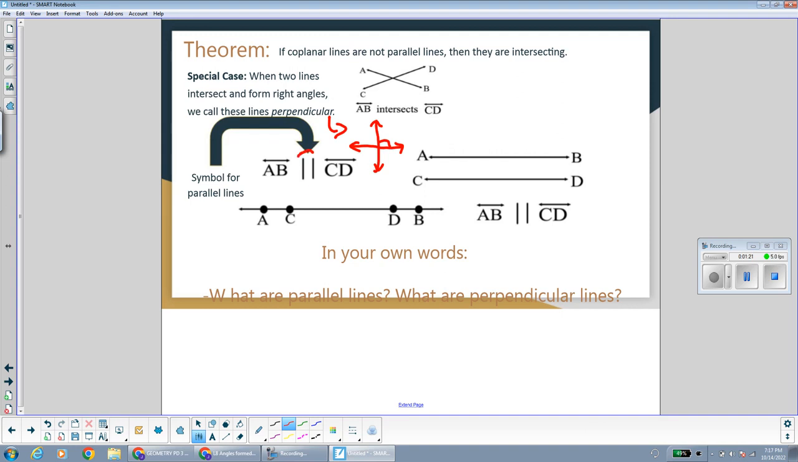Here we have the symbol for parallel. We read this as line AB is parallel to line CD. And here is a picture of parallel lines AB and CD. Notice how they go on forever and will never intersect, they'll never touch, they'll never meet. So think about what are parallel lines. Once again, parallel lines are lines that never touch, never intersect, never meet. What are perpendicular lines? They are lines that intersect to form right angles.